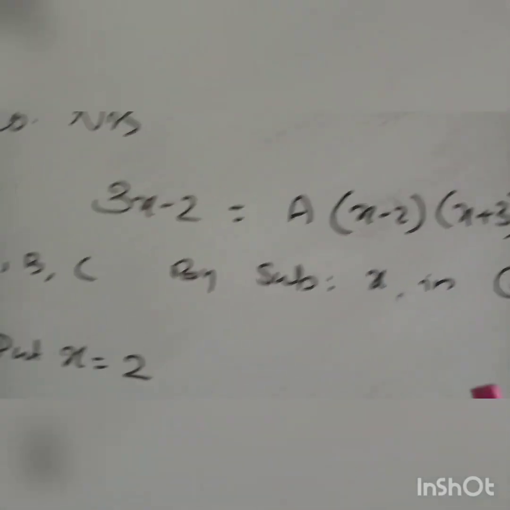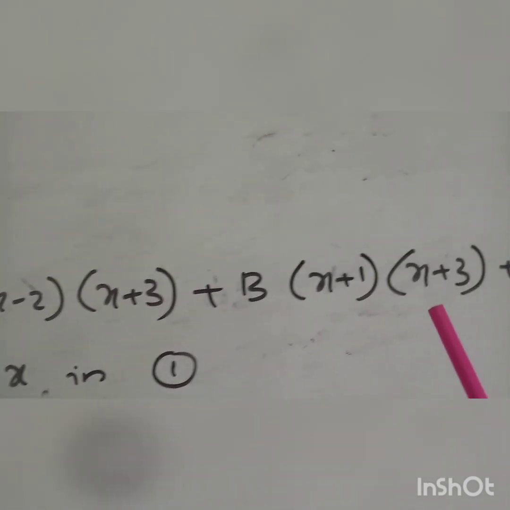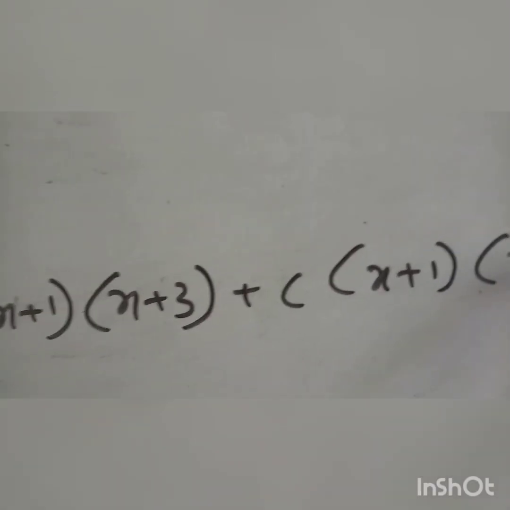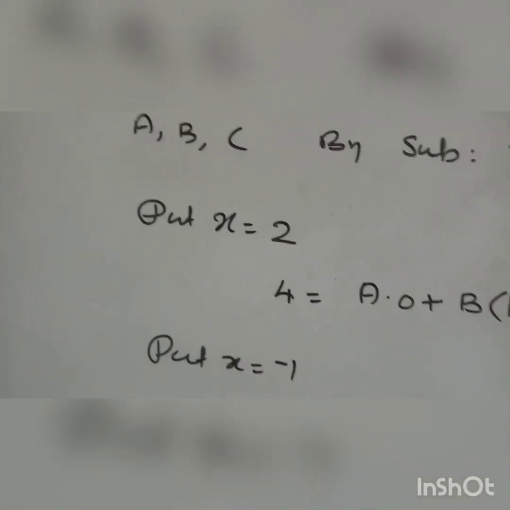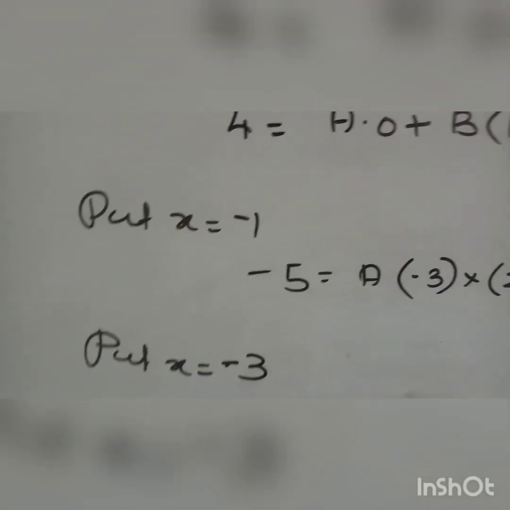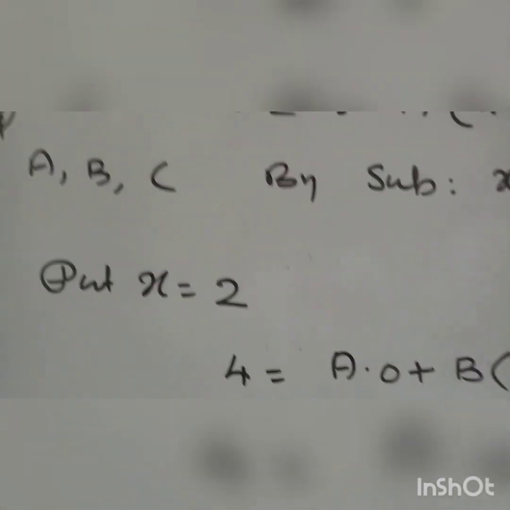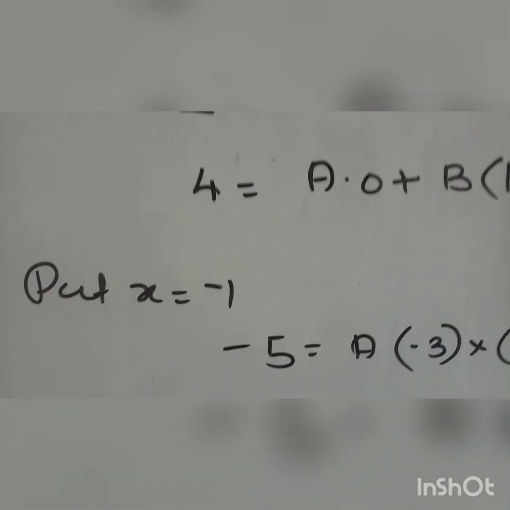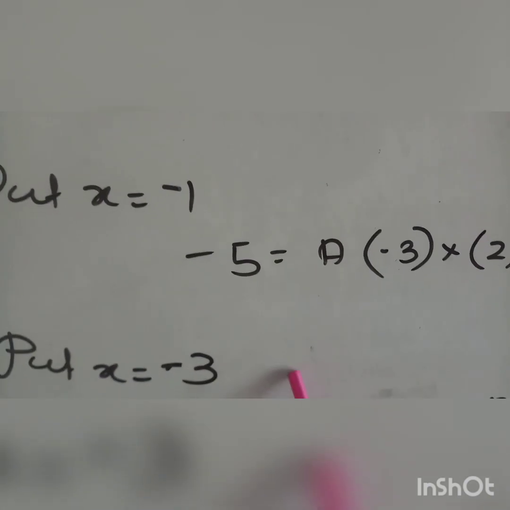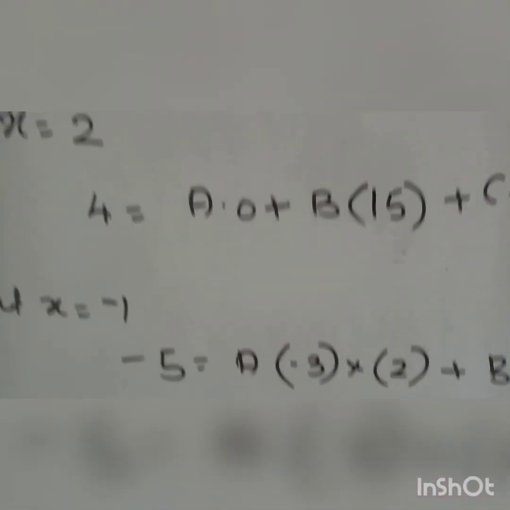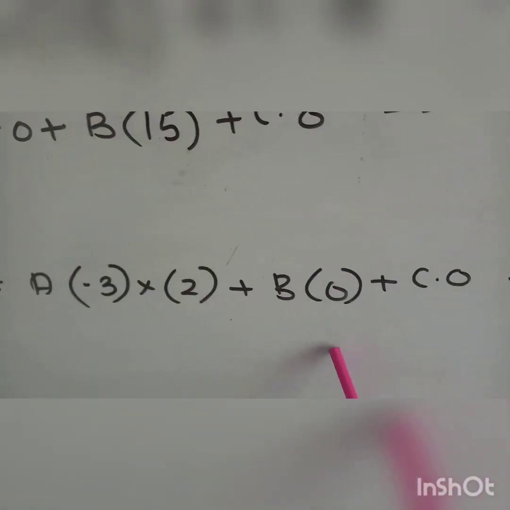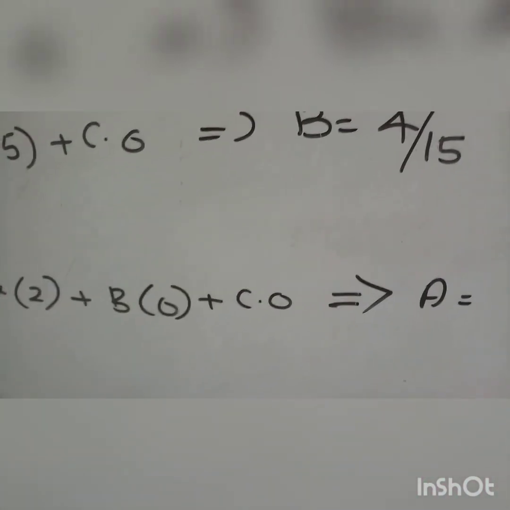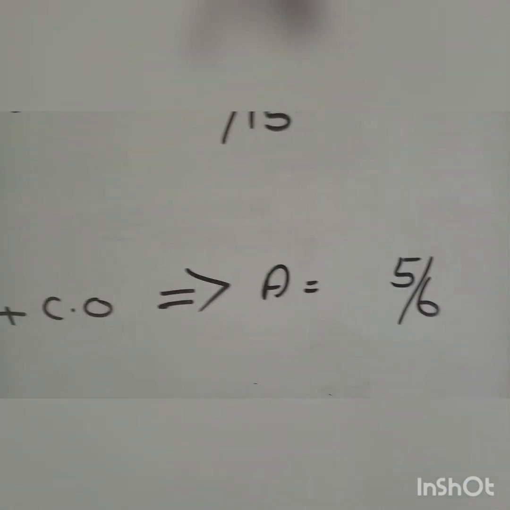So we got one of the constants, b equal to 4 by 15. Next we have to substitute. See the factors in this one. One term has x plus 1 and another term also has x plus 1. So put x equals minus 1, and those two terms will be cancelled. When x is equal to minus 1, the left side is 3 into minus 1 minus 2, that is minus 5. That equals a into minus 3 into 2 plus b into 0 plus c into 0, which implies the value of a is 5 by 6.